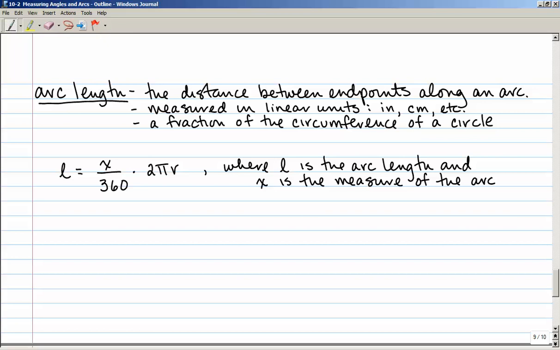So here's the formula we use. L, which stands for arc length, is x over 360, where x is the measure of the arc, times 2 pi r. What is this saying? If the measure of the arc is a certain number of degrees, we're going to divide that by the total number of degrees in a circle, which is 360, and then we're going to multiply that by the circumference. So the arc length is a fraction of the circumference of a circle. So let's take a look at a couple examples here.